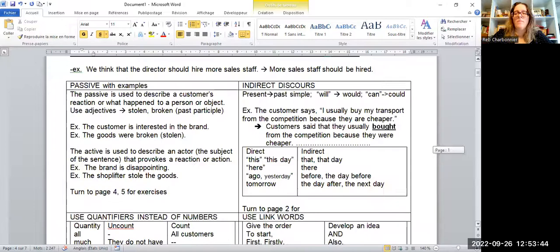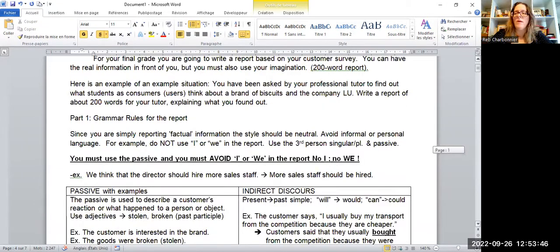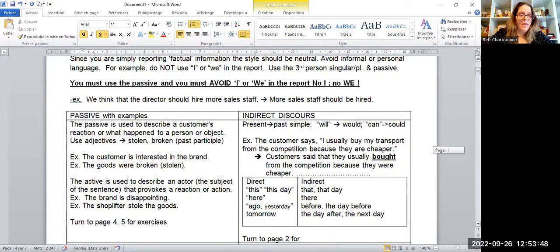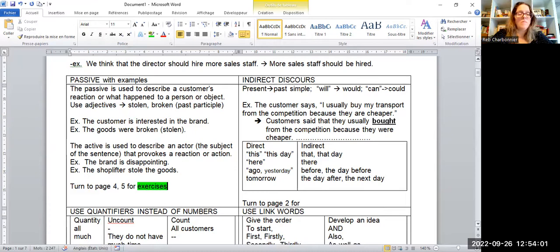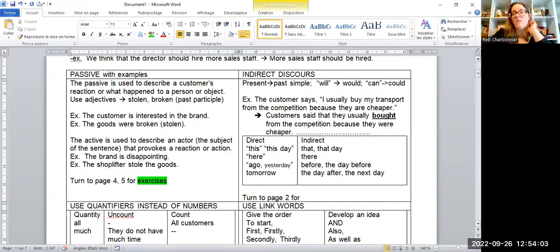Okay, so let's go back to the main page, the first page, like the welcome page. And you're set with this. Okay, we've done this now. So let's put a nice green color here. You have some elementary understanding of the passive. Okay, now the next thing that we're going to focus on is indirect discourse. Okay, so that's on page 2.